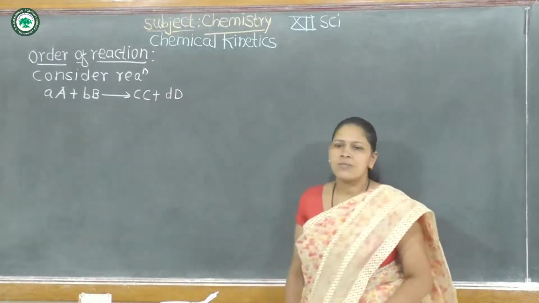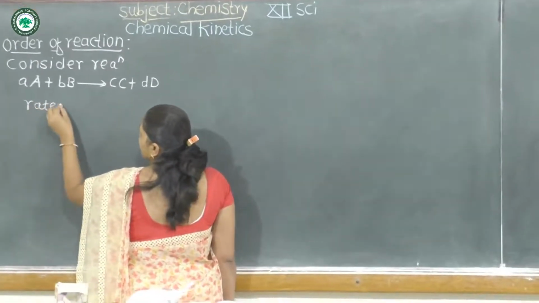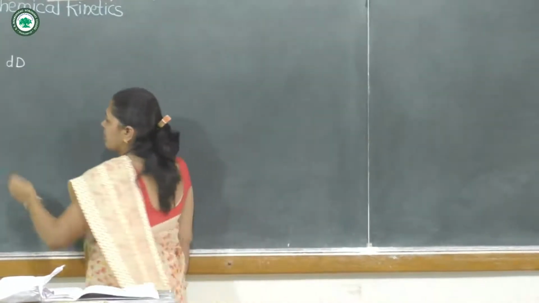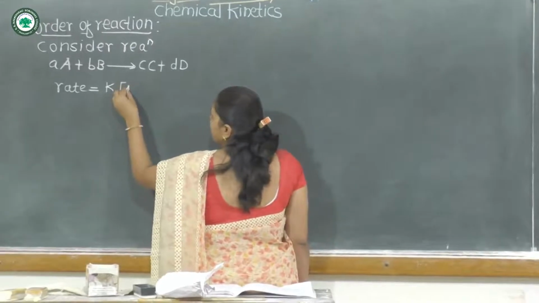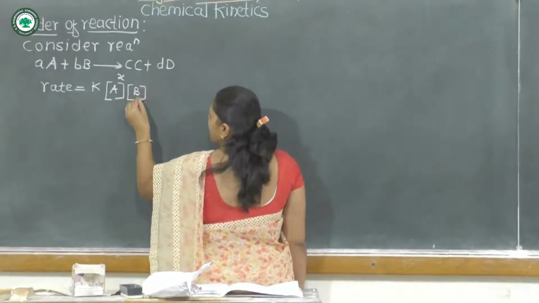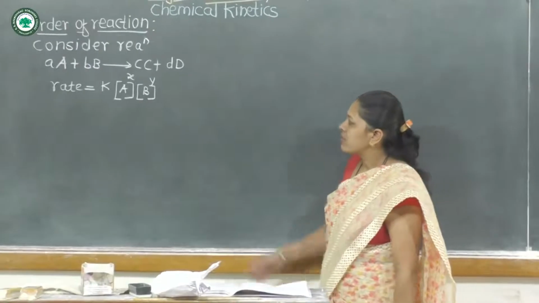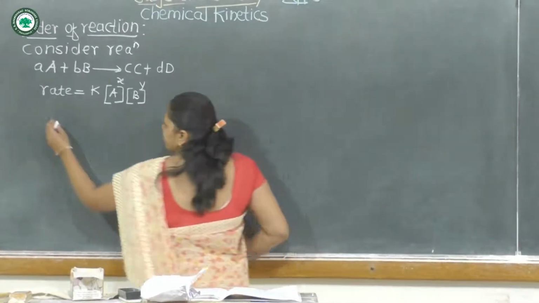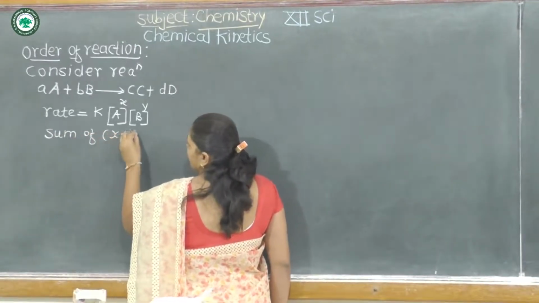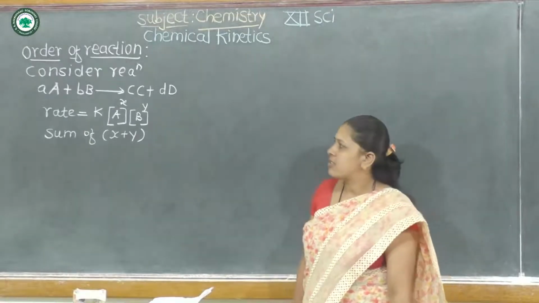For this reaction, the rate law can be written as rate is equal to K, that means rate constant, multiplied by concentration of A raised to power X into concentration of B raised to power Y. The sum of X plus Y is the overall order of reaction.